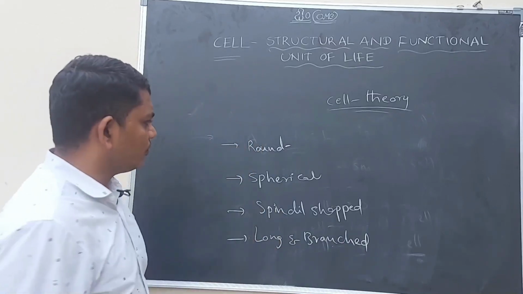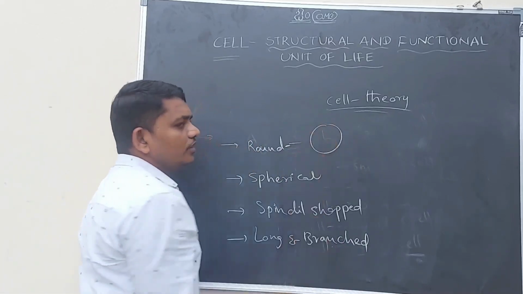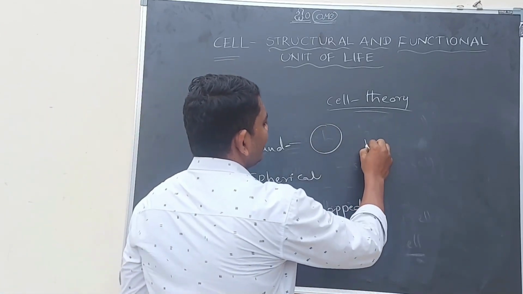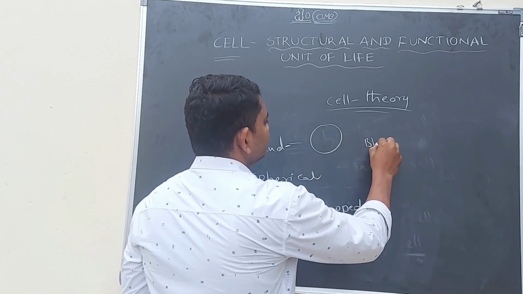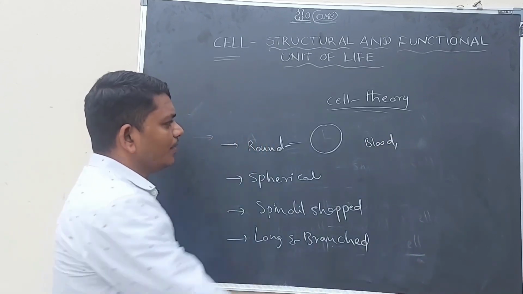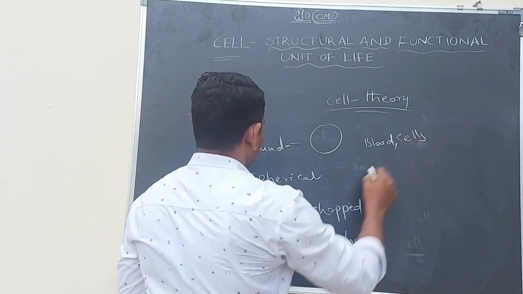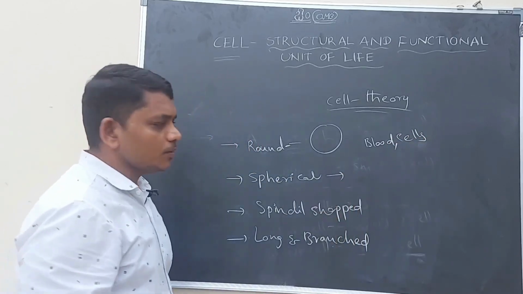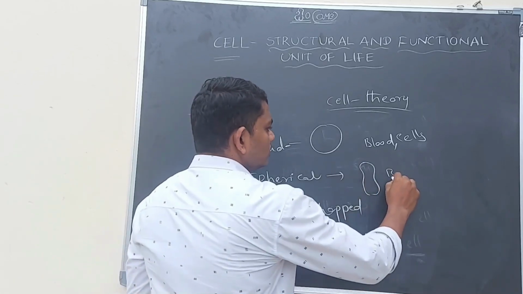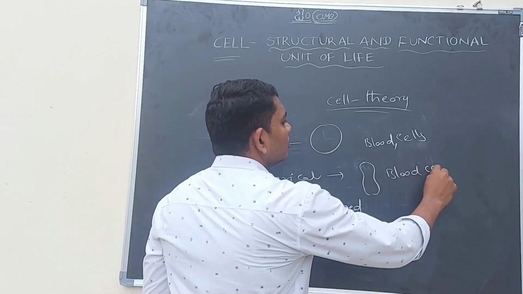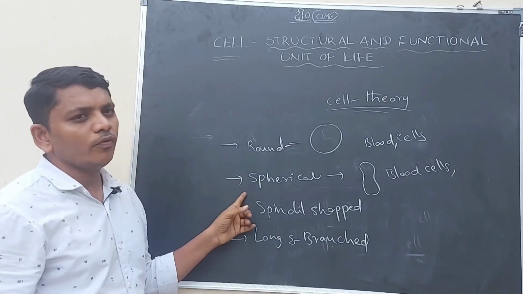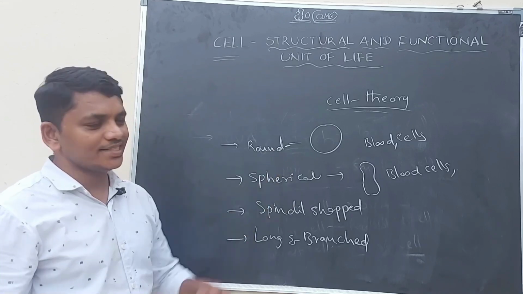Let us discuss examples for that. Some cells are round in the structure, round in the shape. Examples are blood cells, red blood cells or white blood cells, whatever it may be, blood cells. And spherical, some cells are spherical like this. Some blood cells are in spherical shape. So for round and spherical shape we can give examples: blood cells.